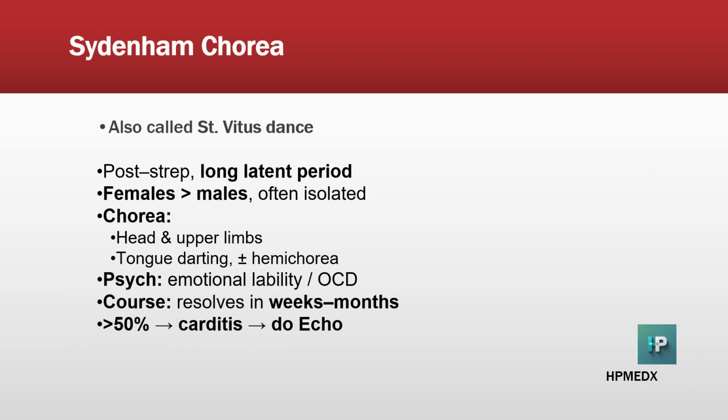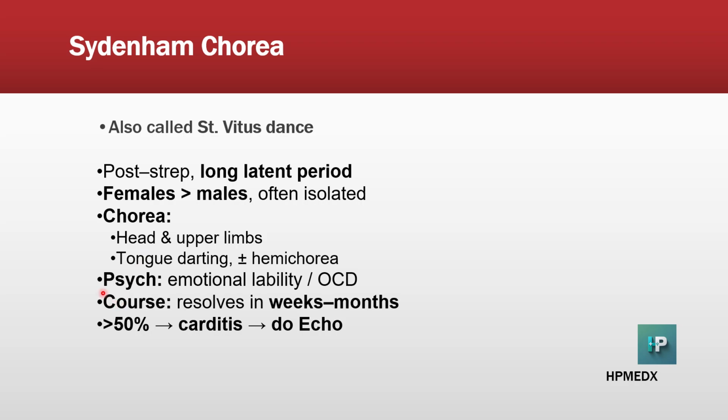And then Sydenham's chorea, also called St. Vitus dance. It is a form of involuntary movement as the basal ganglia is affected, and it has a long latent period, that is the time period between infection and the occurrence of chorea, and it is common in females. And chorea occurs mainly in the head and upper limbs, and tongue darting is a common feature.